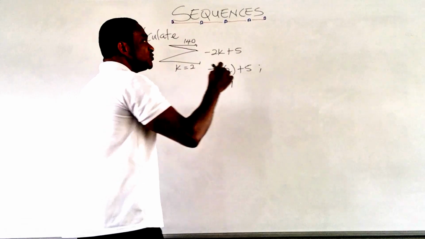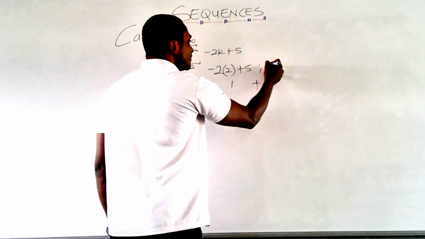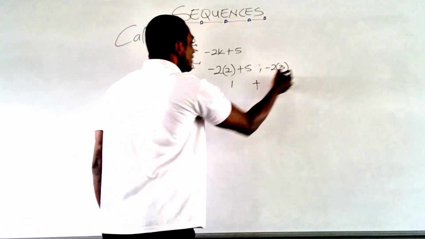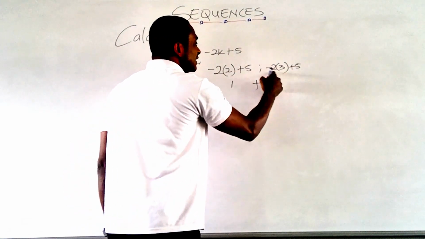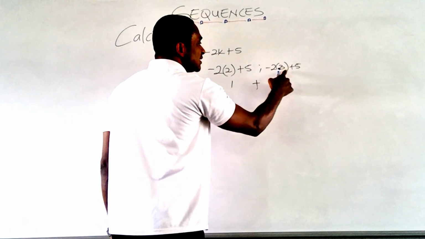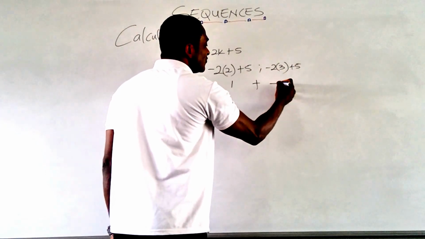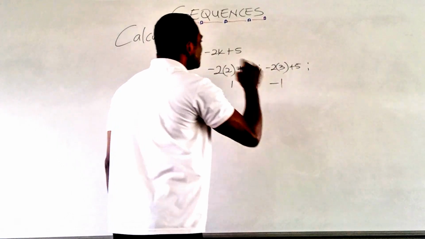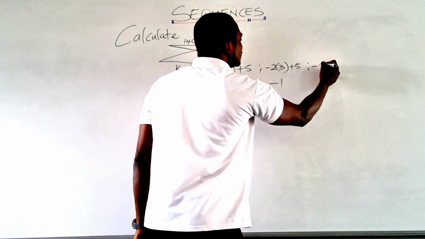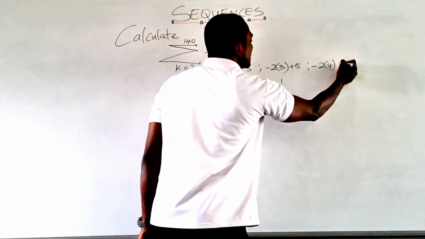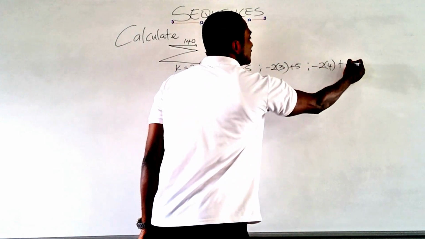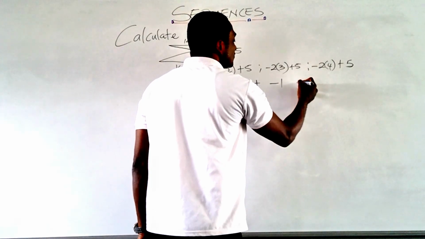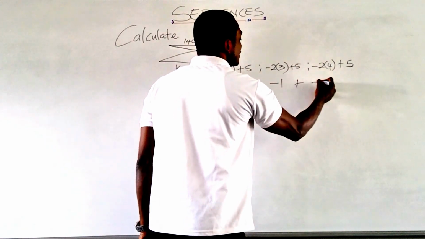The second term should be negative 2 times 3. We keep on going upwards, plus 5. That will give us negative 6, plus 5, that's negative 1. The third term should be negative 2 times 4, plus 5. That is negative 8 plus 5, which will give us negative 3.